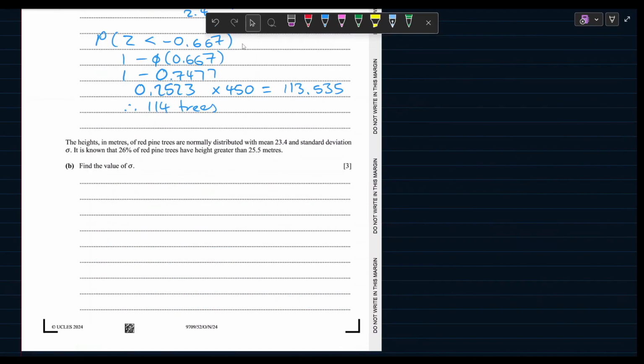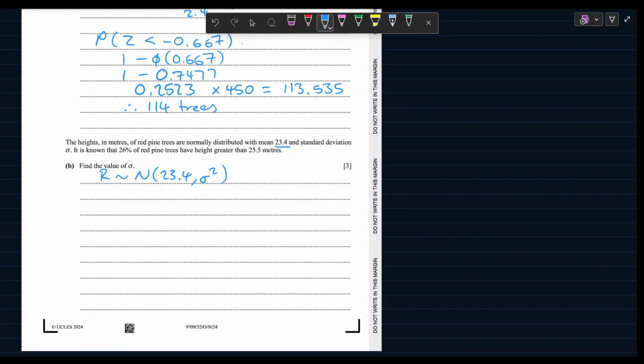The heights in meters of red pine trees are normally distributed with mean 23.4 and standard deviation r. It is known that 26% of red pine trees have height greater than 25.5 meters. Okay, so I'm going to say that R follows a normal distribution with mean 23.4, and sigma we do not know, that's what we want to find.